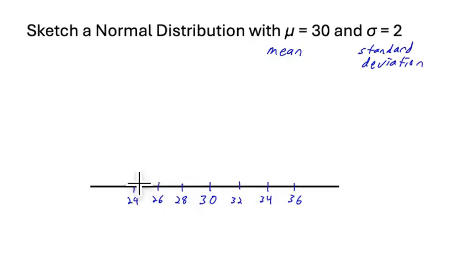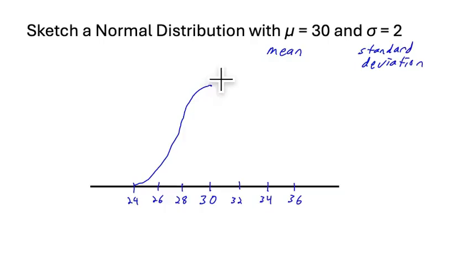Then, by the time you get to 3 standard deviations away from the mean, the tail has not crossed the x-axis, but it is very, very close to it, just barely above it. So here's my frown. When I get to 28, I'm going to switch from a frown curvature to a smiling curvature and end up almost to the x-axis by the time I get to 24.